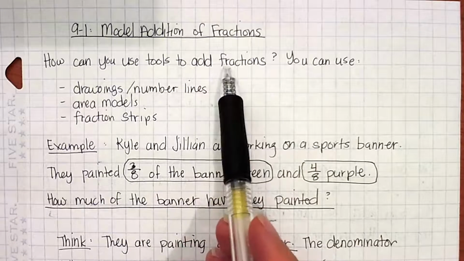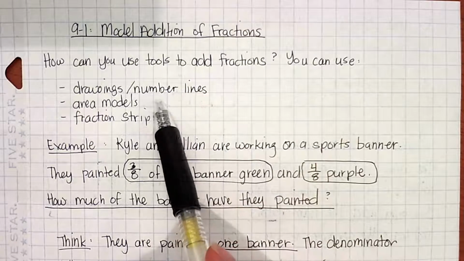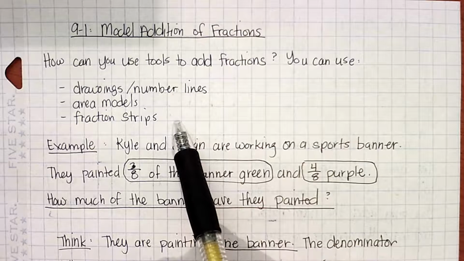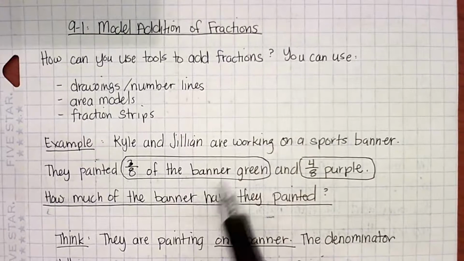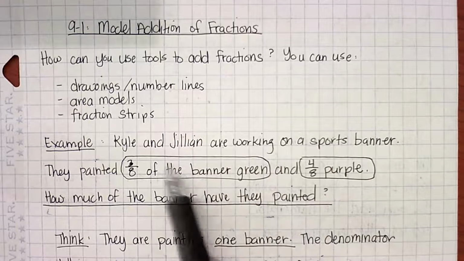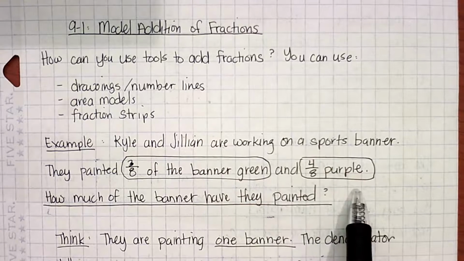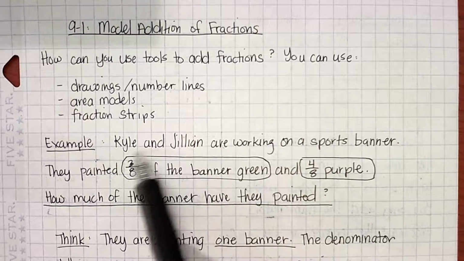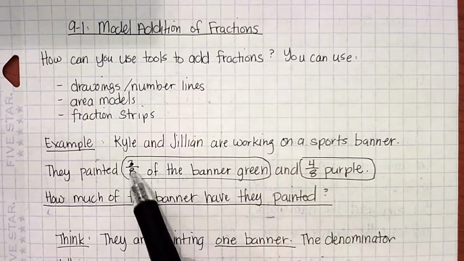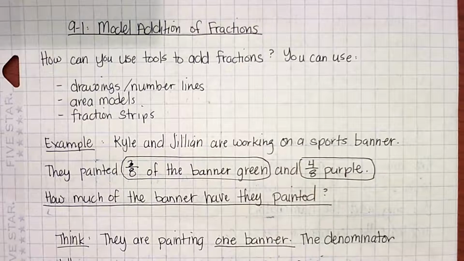How can you use tools to add fractions? You can use drawings or number lines. You can use area models, or you can use fraction strips. So I have an example for you here. It says Kyle and Jillian are working on a sports banner. They painted 3/8 of the banner green and 4/8 purple. How much of the banner have they painted? So over here, I've already annotated my question. I circled my 3/8 of it green and my 4/8 of it purple, and I underlined my question part.